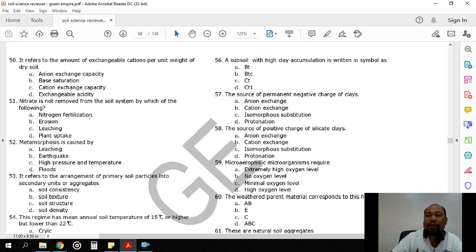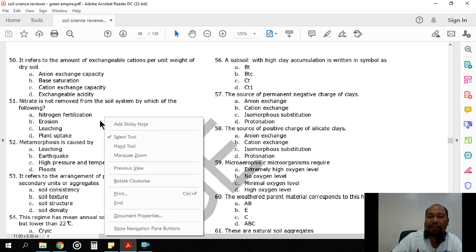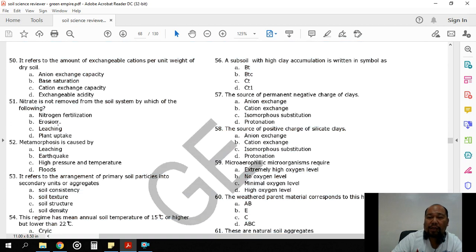Okay. Nitrate is removed from the soil system by which of the following? Nitrogen fertilization, erosion, leaching, plant uptake.